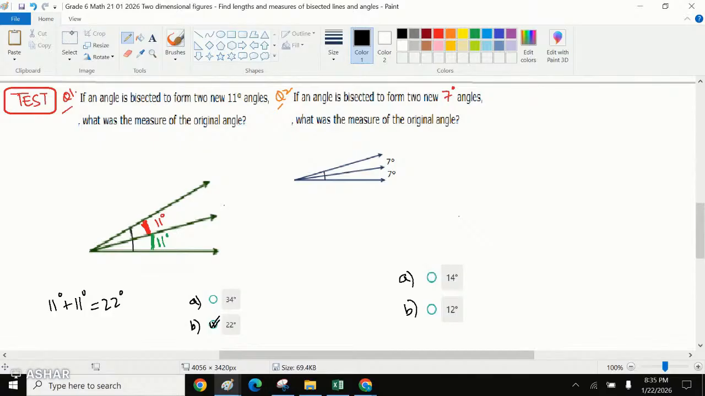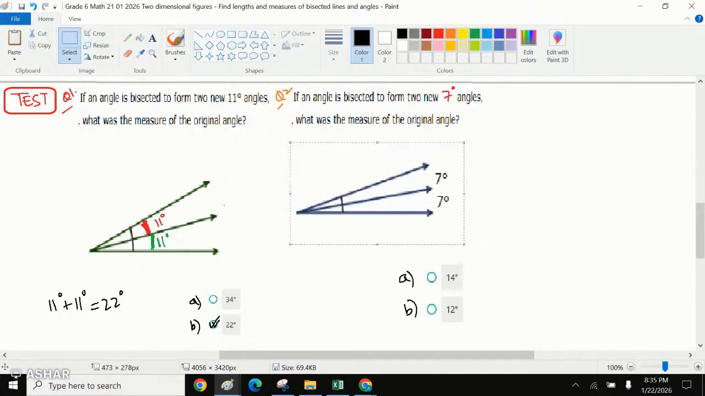If each smaller angle is 7 degrees, then the larger angle would be, if this was 7 degrees and this was also 7 degrees, yes, thank you. 7 plus 7 would always be equal to 14, right? Thank you, Princely. Thank you, Peace. So now we know that if the smaller angles are given to us, we just add them to make the larger angle. Or if the larger angle is given, we divide to make the smaller angle, right?